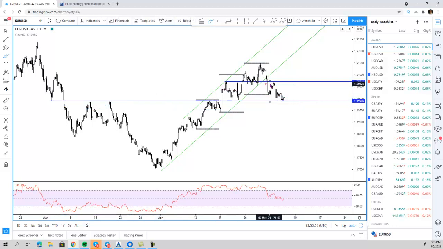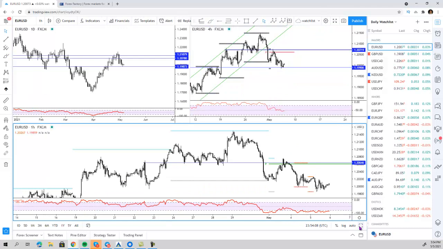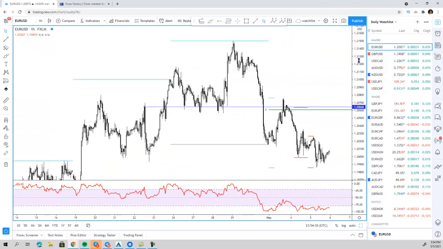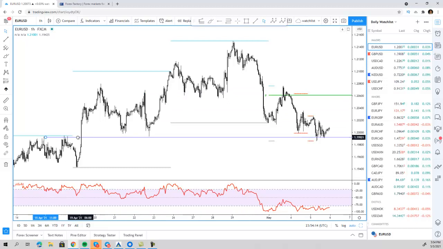Now, should price break the 120 level, we will look for shorts. But because we are looking at selling the US dollar, I am looking at buying the Euro USD for this session. Now, entries on the hourly, let's move this line right here to these previous highs. This is a lot cleaner, right?